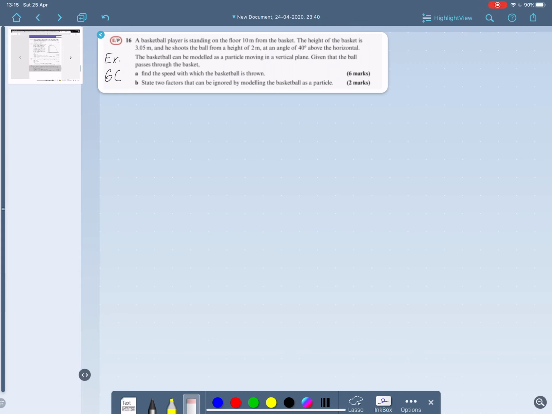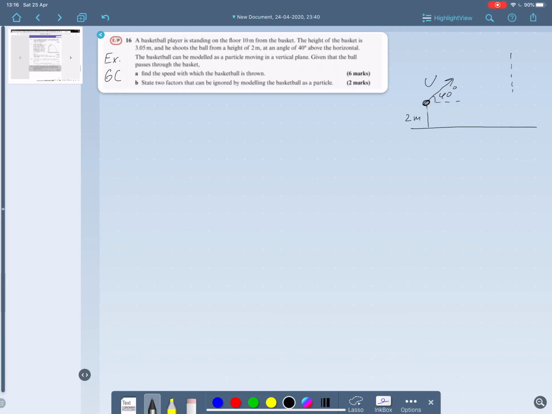First of all, let's draw a diagram. This is question 16 from exercise 6C. Let's draw a diagram. So we have a, that's the floor. The height of the player is 2 meters. The ball is thrown at the initial speed u. The angle is 40 degrees.